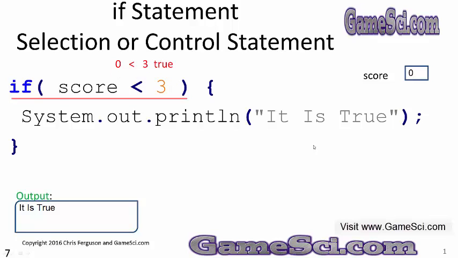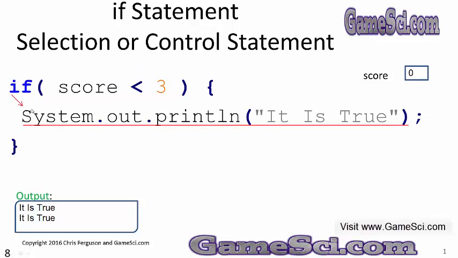And when it's true, what happens? We go inside the code and execute system.out.println it is true. And you can see once again it is true is shown up on the output for a second time. Again, it's called a one-way decision. I'm going to execute that one block of code when the condition is true, or I'm going to skip it. Either way, I'm going to continue on with the program after the if statement. Any code that appears after the if statement will execute.